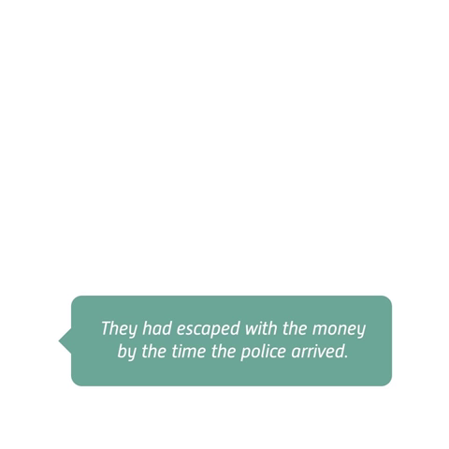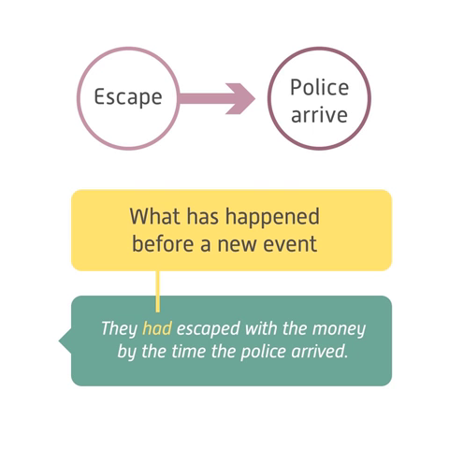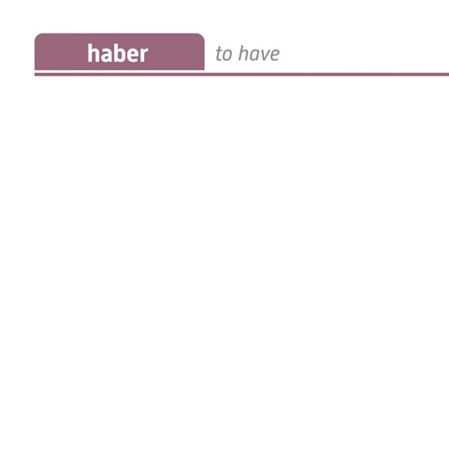They had escaped with the money by the time the police arrived. Once again, the auxiliary had describes what has happened before a new event. In this case, the escape took place before the police arrived. Like the present perfect tense, forming this tense requires the verb to have. However, this time, you use the imperfect version of the verb.